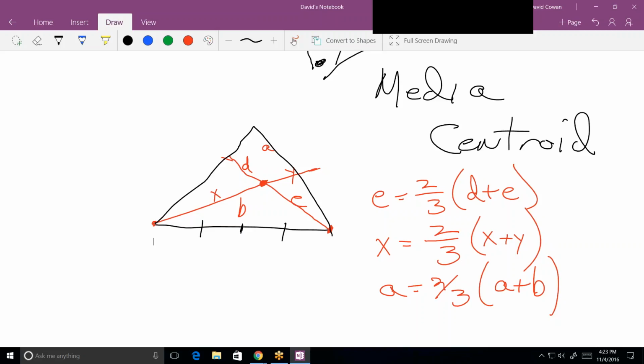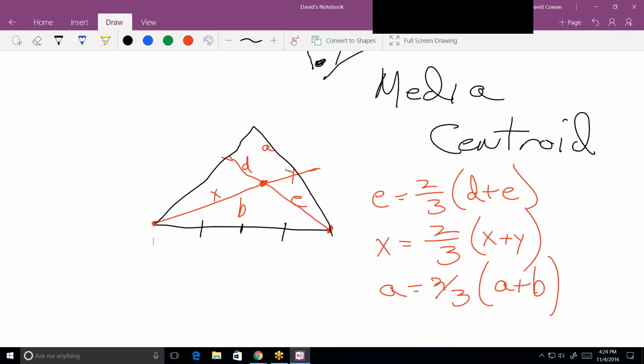Let me see what they say about altitude. The only thing they say about altitudes, which produce the orthocenter, is that they will intersect at some point. There are no algebraic equalities that the altitudes produce.